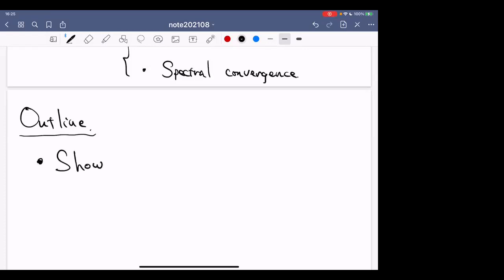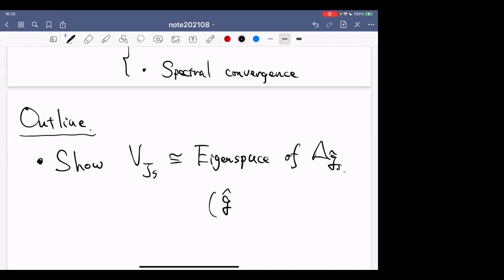First of all, we show V JS is the vector space consisting of holomorphic sections of L JS, and we show that this space is identified with the eigenspace of the Laplacian of some Riemannian metric G hat S. G hat S is some Riemannian metric defined on the unit circle bundle S L of L.